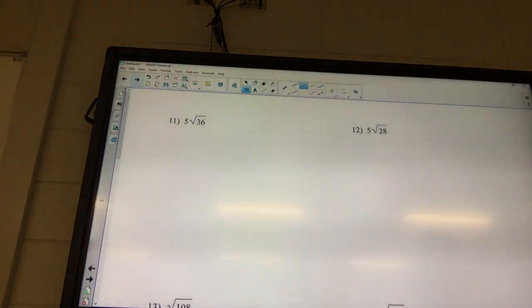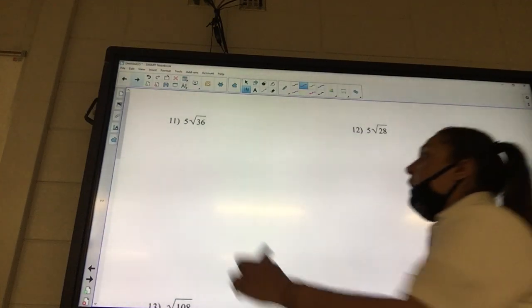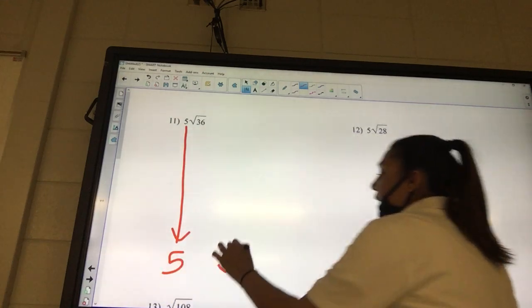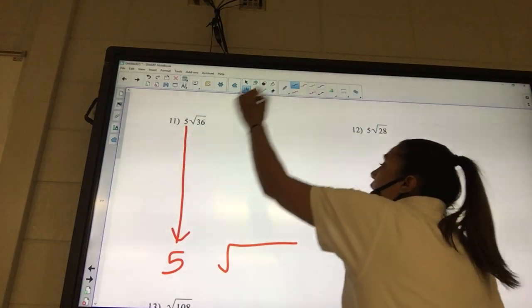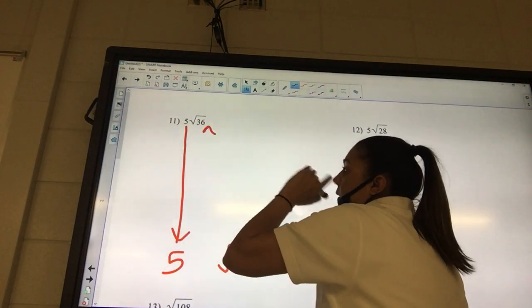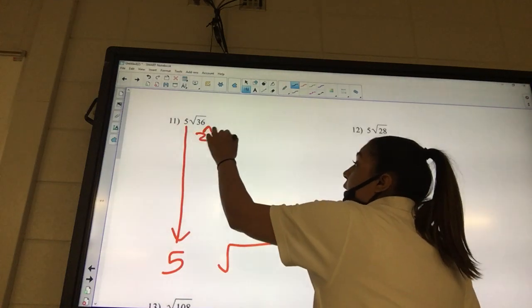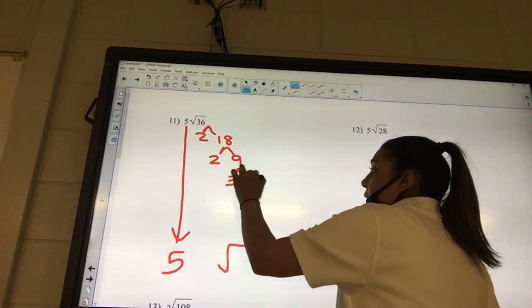Okay, number 11. What should we do very first? Oh, we gotta move the 5. Drop the 5 down, draw your little arrow and drop your 5 down as far as you can go. Now what? You gotta get the factors of 36. Does 2 go in? 2 and 18. 2 and 9. 3 and 3.